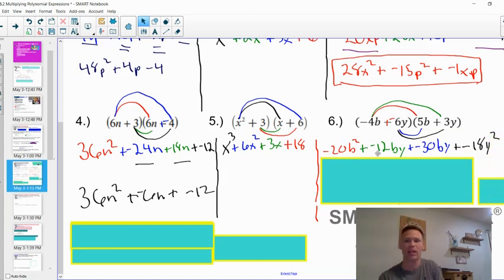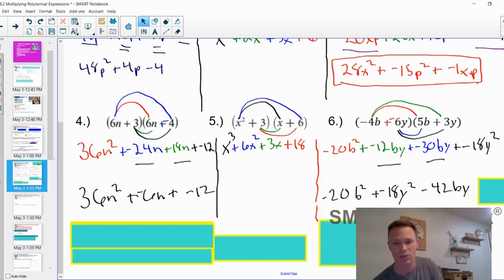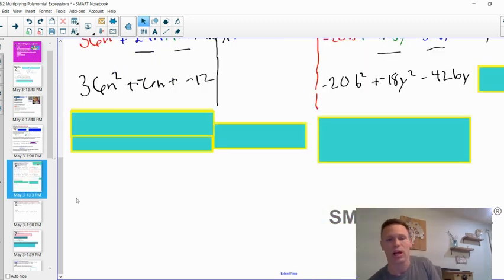I do have some simplifying I can do. The by terms can be combined. So I end up with, I'll just get rid of that little thing there.